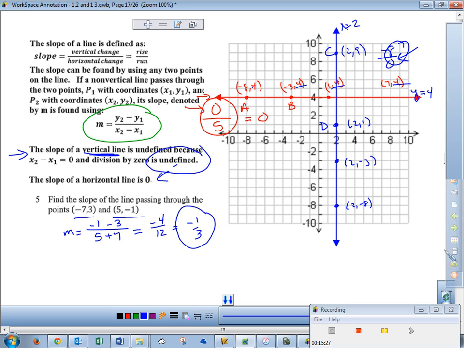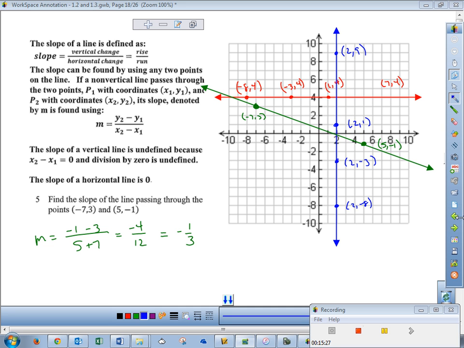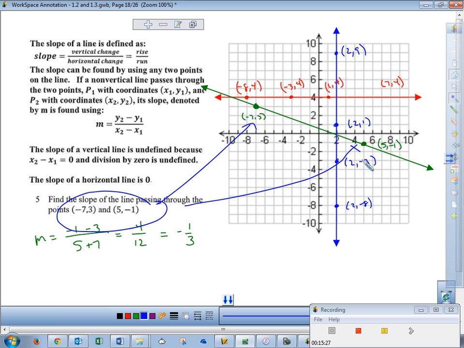Is there one more example of this? No. Finding the slope. All right. If you need help with that, come see me. Finding the slope. Good deal? And again, just to show you, I drew that out. Here's those two ordered pairs. Can you tell that that is an oblique line? It is not horizontal. It is not vertical. It's that green one right there.